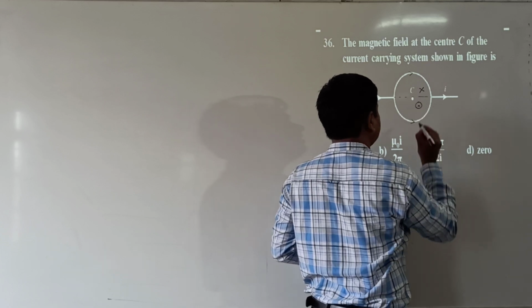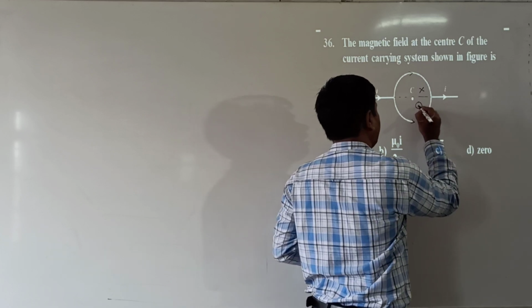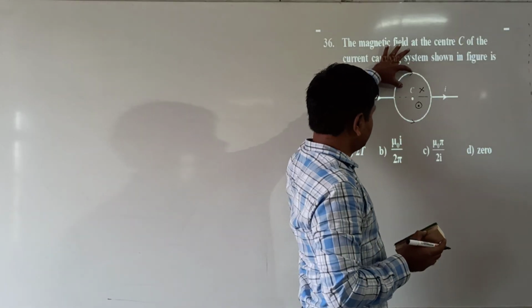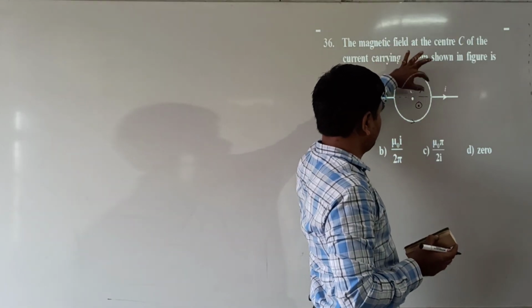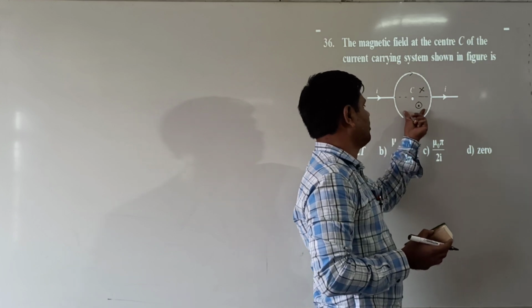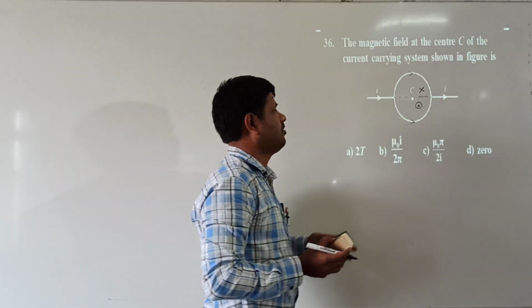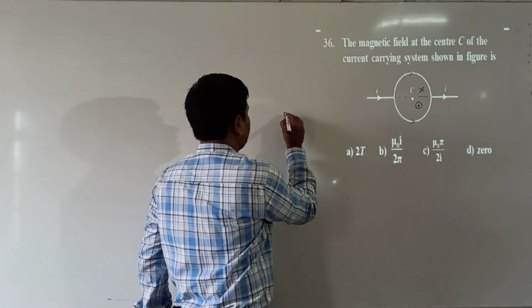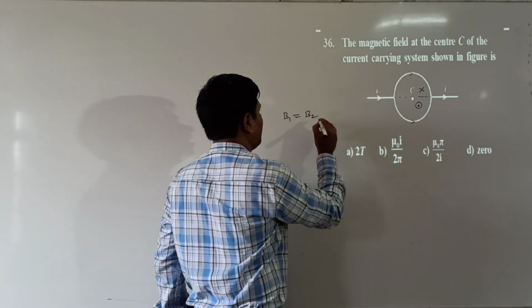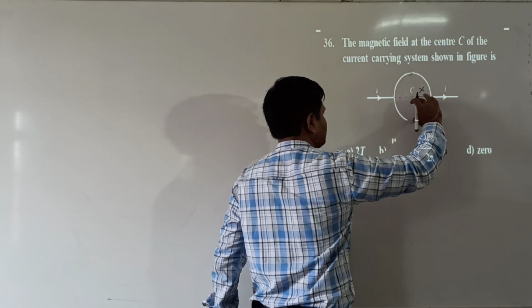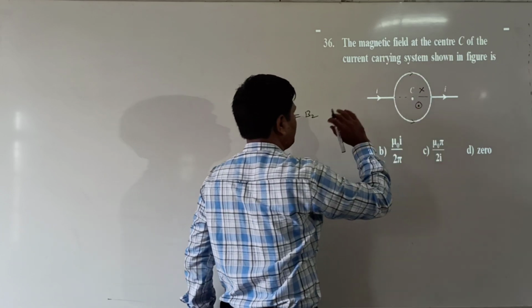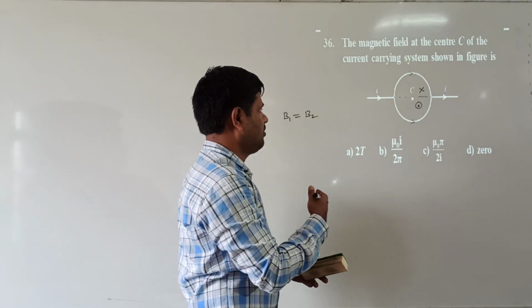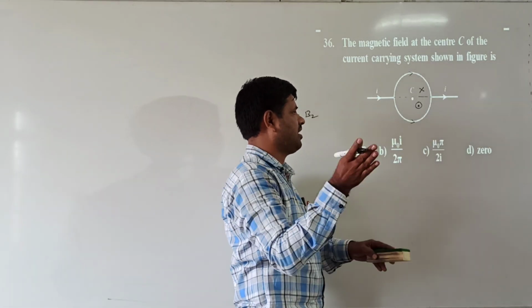Both have the same magnetic field magnitude, but in which direction? One is due to this part, into the board, and due to this part, out of the board. Both are in opposite directions, with the same magnitude. So B1 is equal to B2. This is the magnetic field due to this part and this is the magnetic field due to this part. One is into the plane of the board and one is out of the plane of the board.